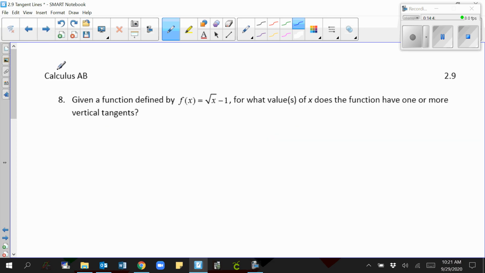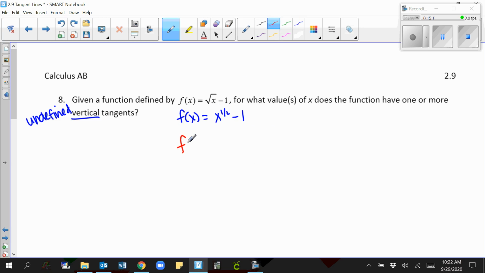And let's look at 8. It says, given this function, for what value or values of x does the function have one or more vertical tangent lines? So remember, a vertical tangent line has an undefined slope. So that means that I'm looking for where the denominator is equal to 0 when I take my derivative. So first thing I'm going to do is rewrite my original function. I'm going to rewrite this as f of x is equal to x to the 1/2 minus 1.